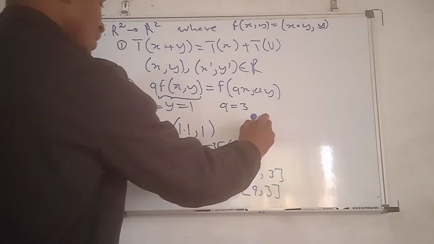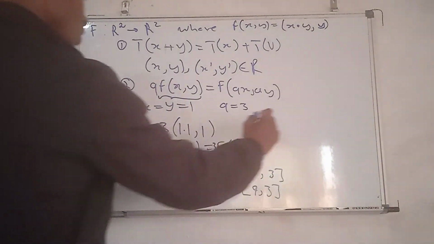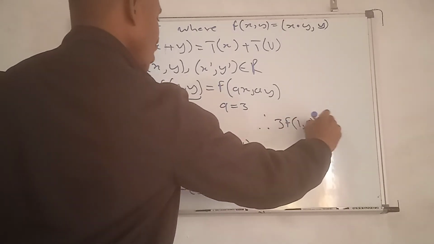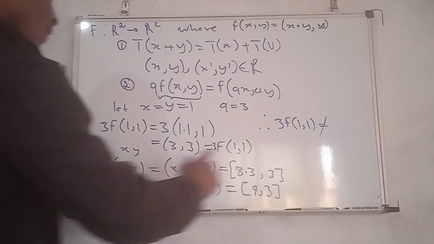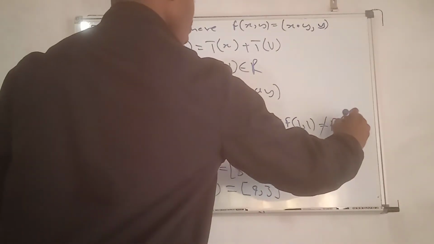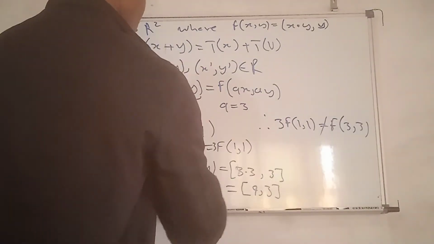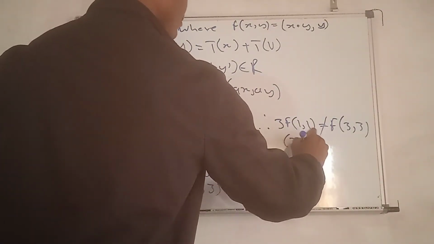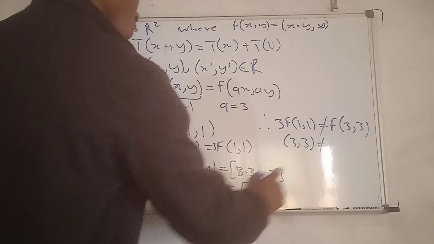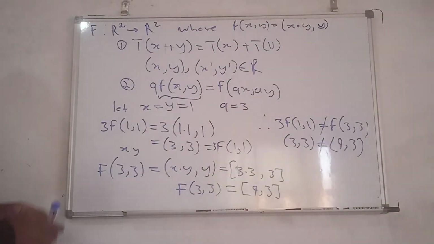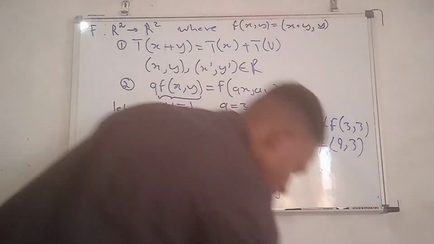But we can see that 3f(1, 1) is not equal to f(3, 3). Why? Because (3, 3) is not equal to (9, 3). So this is how easy it is to prove this using a scalar. Let's take another example.